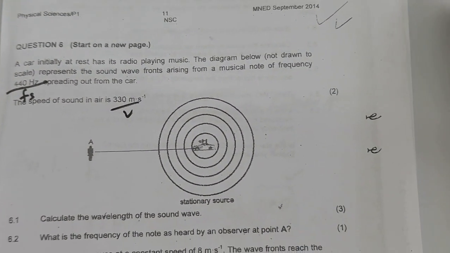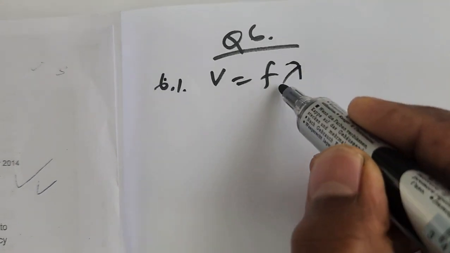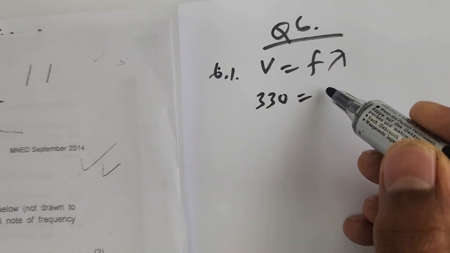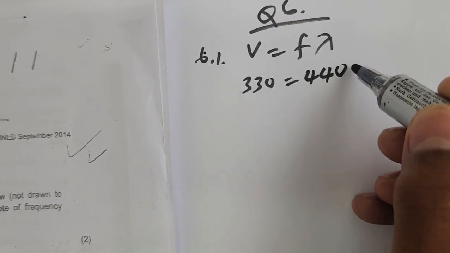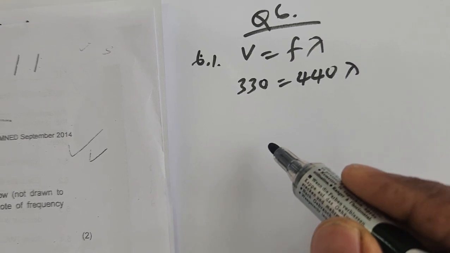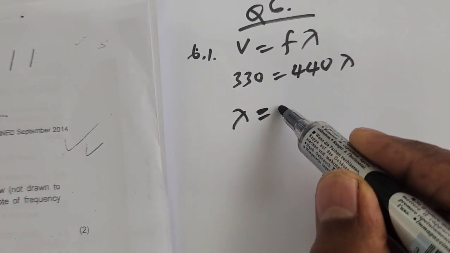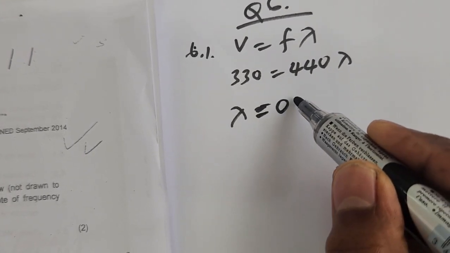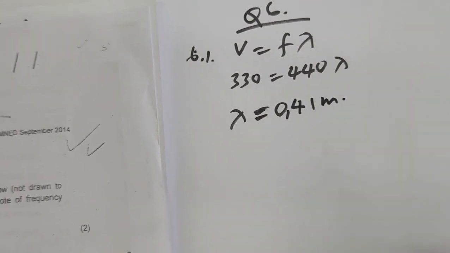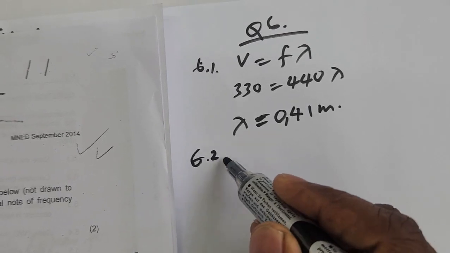We said there's only one formula with wavelength. Then it will be v equals to f multiplied by lambda. 330 equals to frequency is given, it's 440, then multiplied by lambda. Then you get out of this one, lambda will give you somewhere around 0.41 meters. Fine, no problem. Then you get to 6.2.